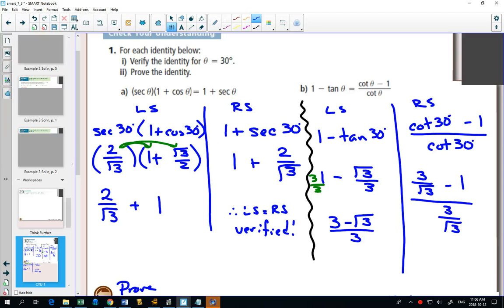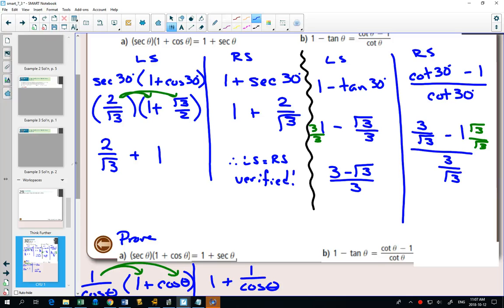Whenever you have dividing and fractions in your numerator and fractions in your denominator, first get a single fraction in your numerator and a single fraction in your denominator. So right now, can you see that I do not have a single fraction in my numerator? If I wanted to get a common denominator between these two, I could multiply the 1 by root 3 over root 3. Then my top would become a single fraction. What would it become? 3 minus root 3 all over 3.